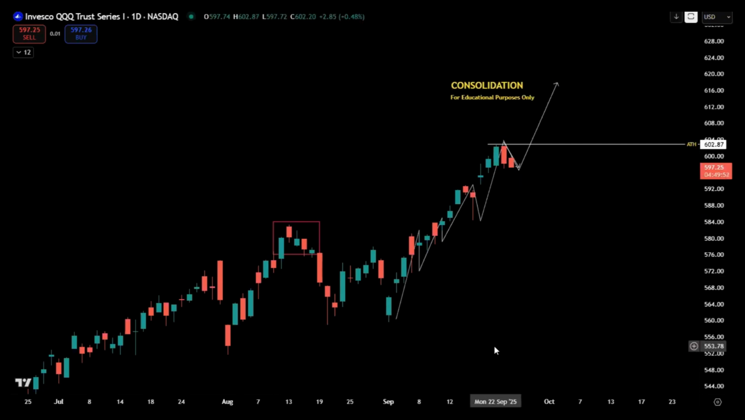So pullbacks are normal price movement. Consolidation is normal price movement. It's just the lower in time you go, the more consolidation you will see. I hope that was helpful.